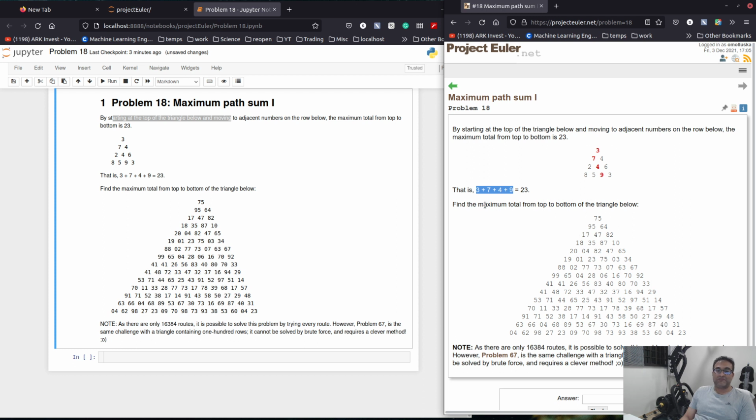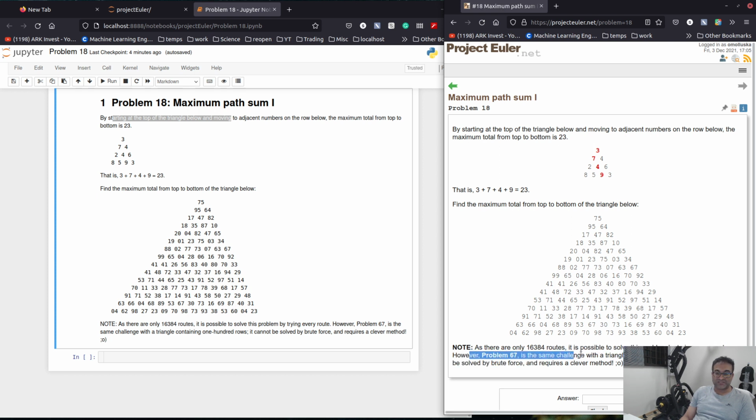Find the maximum total from the top to the bottom of the triangle below. So this one. We have to go from here to here to here, or here, here, here, and then we have to figure this out. There are only 16,384 routes. It is possible to solve this problem by trying every route.